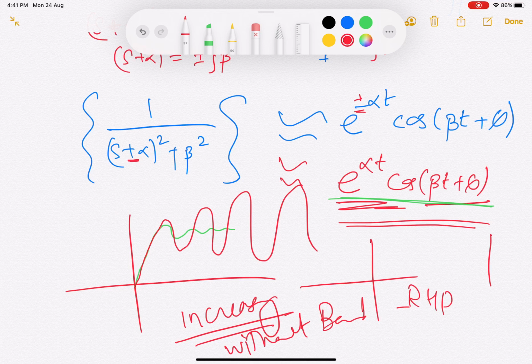So with this I end this lecture, with the basic understanding that we have understood what the four main types of stable second order responses to step inputs are. Thank you very much.